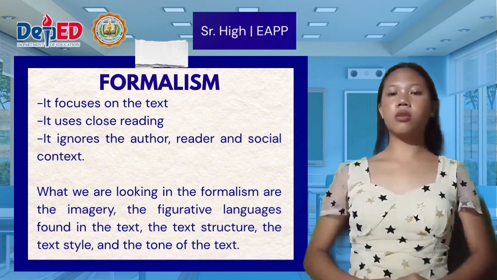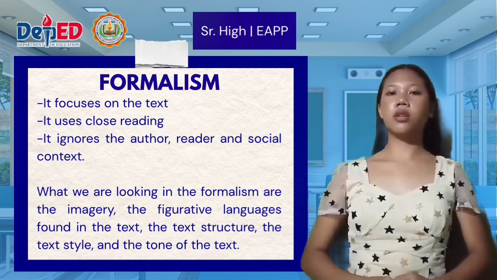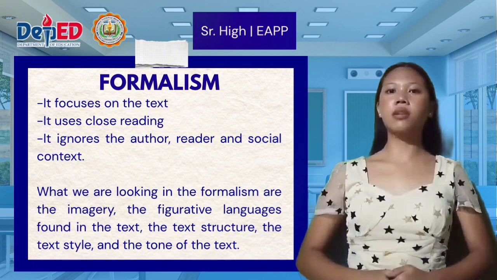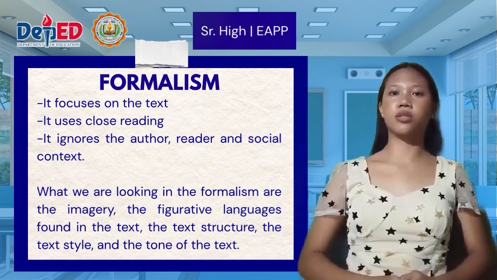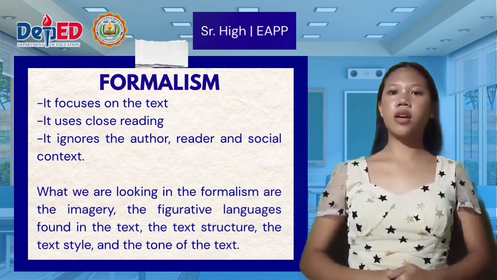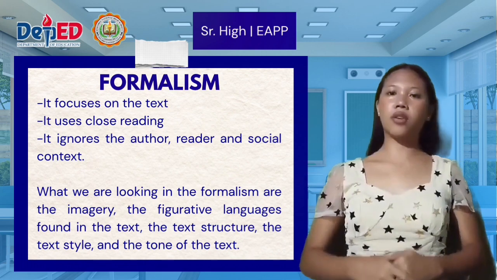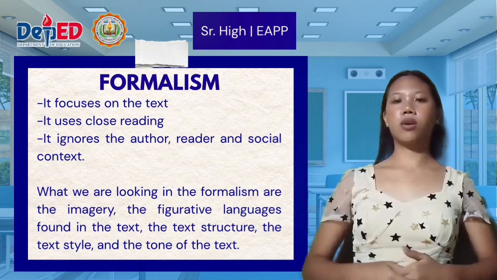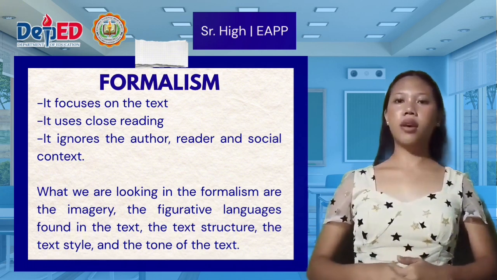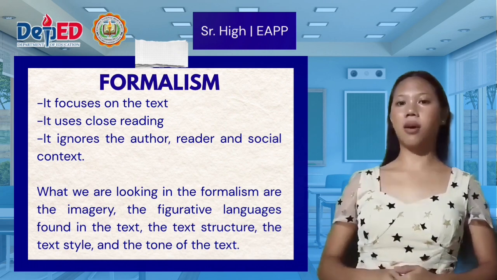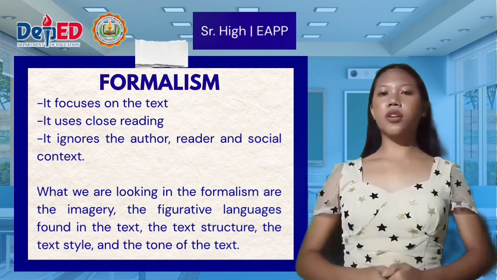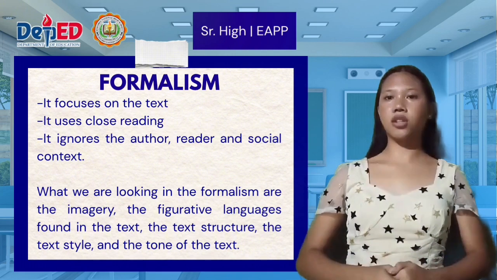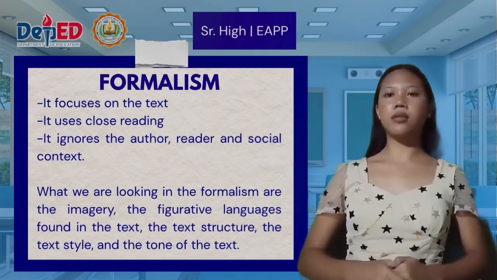Next, it uses close reading. When you say close reading, you're going to read the text word by word. Because formalist critics believe that every word has a relation to one another and that words here are related and they have a relationship. Next, it ignores the author, reader, and social context of the author's opinion. The reader's opinion and the social backgrounds of the text do not matter. What we're looking for in formalism are the imagery, the figurative languages found in the text, the text structure, the text style, and the tone of the text.